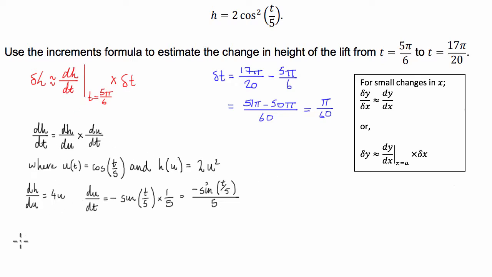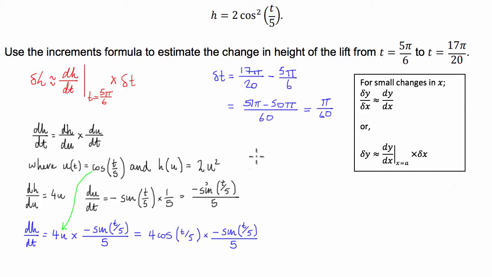So we can say that dh dt is going to be equal to dh du, which is 4u, multiplied by du dt, which is negative sine of t on 5 on 5. Now I'm going to replace my u with cosine of t on 5. And I get 4 cos t on 5 times negative sine of t on 5. We can make this look a little bit tidier by saying this is equal to negative 4 over 5 sine of t on 5 times the cosine of t on 5.